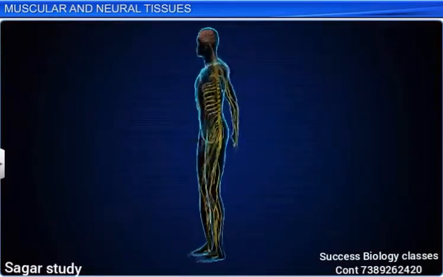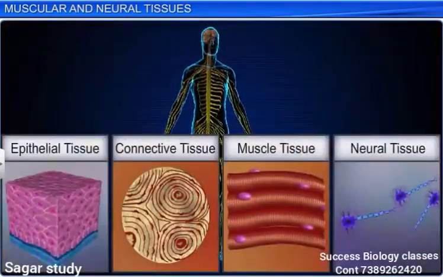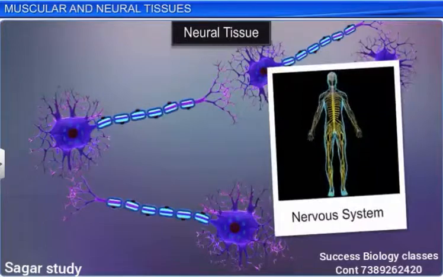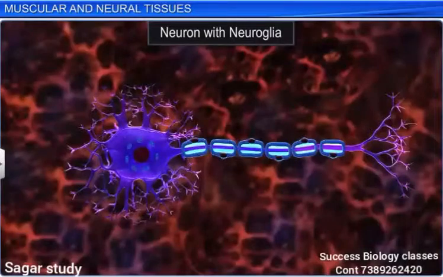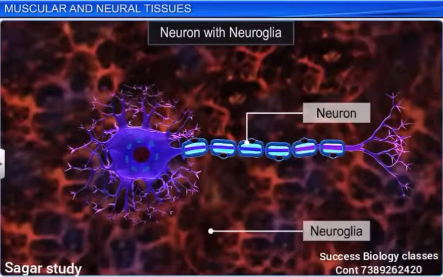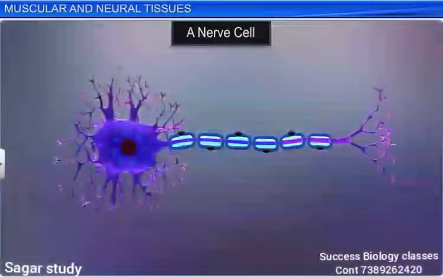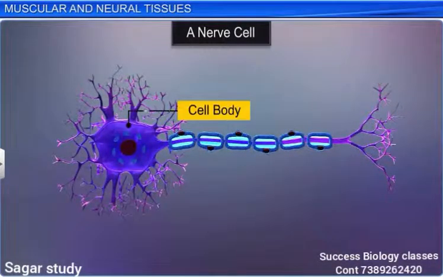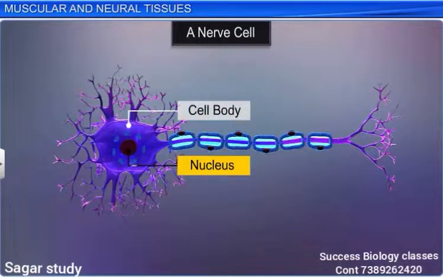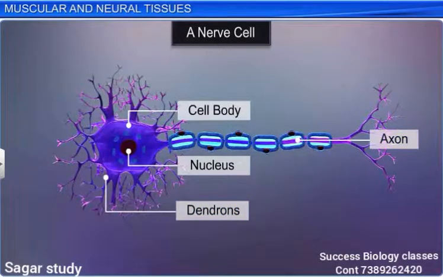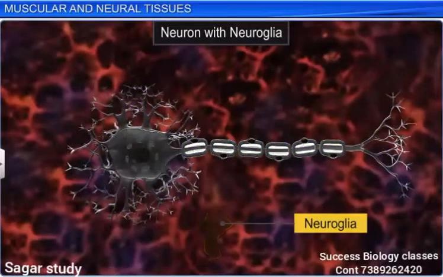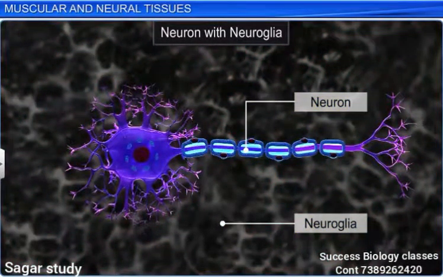Animals also possess another important tissue, the neural tissue. This tissue makes up the nervous system and is concerned with the responsiveness of the body. It is composed of neurons and neuroglia. Each neuron or nerve cell consists of a cell body or cyton with a prominent nucleus, hair-like extensions called dendrons, and a long axon. Neuroglia cells protect and support the neurons and make up more than half the neural tissue in our body.